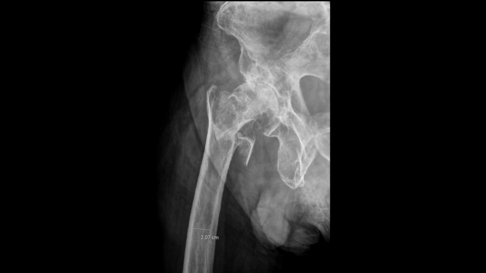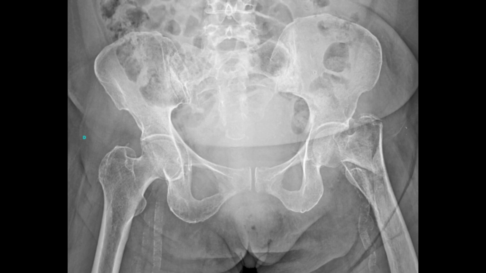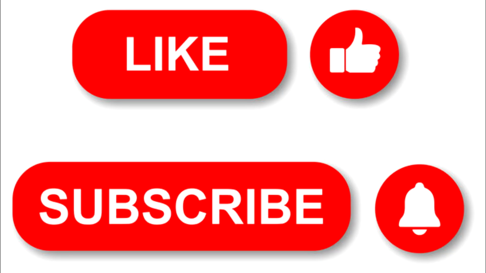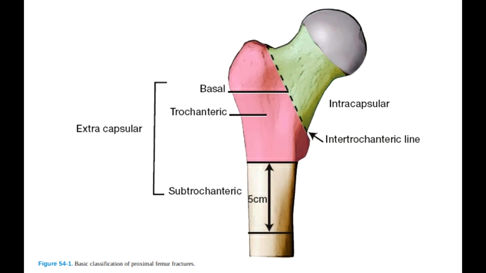Trochanteric fractures are extracapsular injuries. They occur outside the hip joint capsule and are located from the intertrochanteric line down to about 5 centimeters distal to the lesser trochanter. This region can be further divided into trochanteric and subtrochanteric zones, as illustrated in the first schematic figure. Notice how the diagram clearly separates the intracapsular area, which is proximal and medial, from the extracapsular zones, which include the trochanteric and subtrochanteric regions.